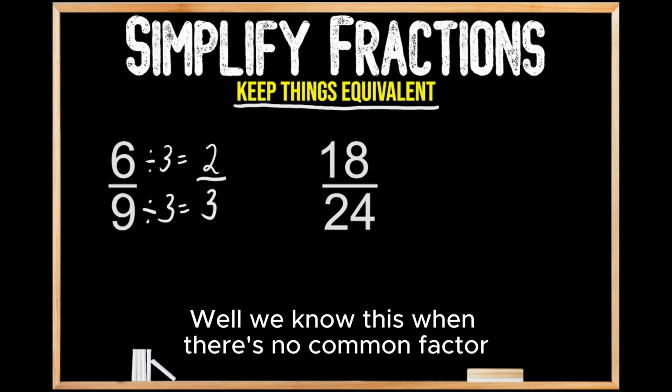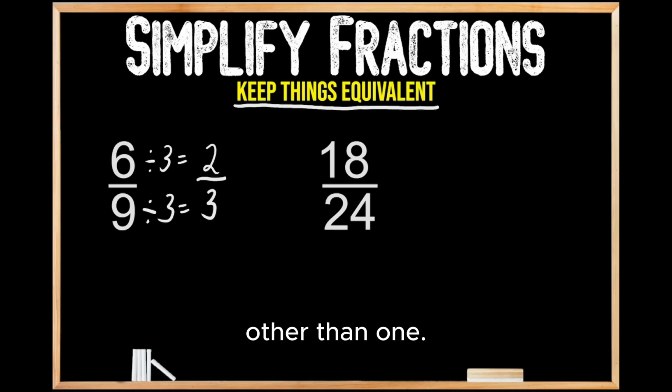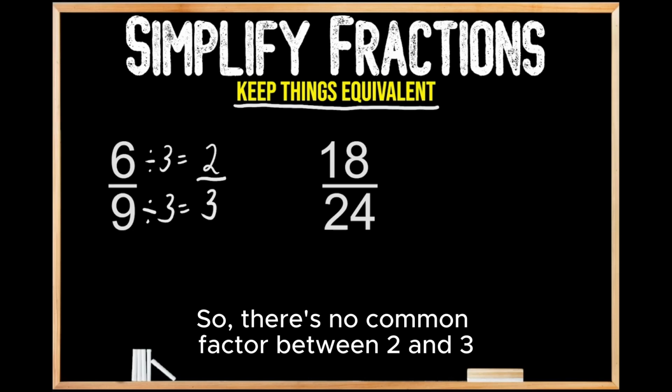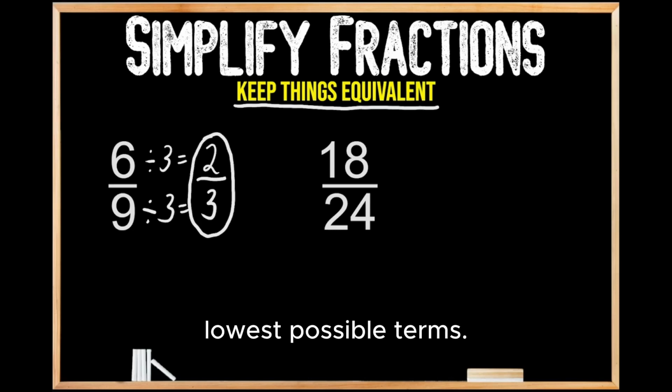Now, how do we know when we're done simplifying fractions into their lowest possible terms? Well, we know this when there's no common factor between the numerator and the denominator other than 1. So there's no common factor between 2 and 3 other than 1, so we know that we've written this fraction in its lowest possible terms.